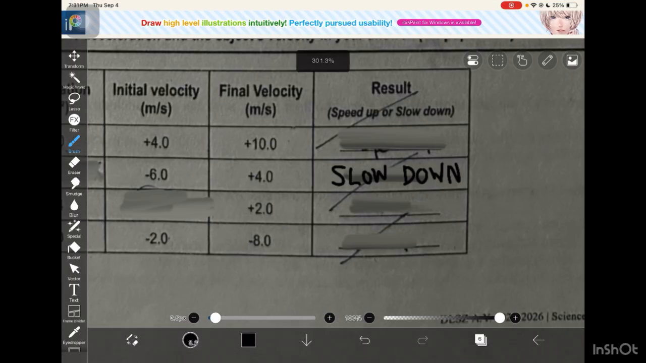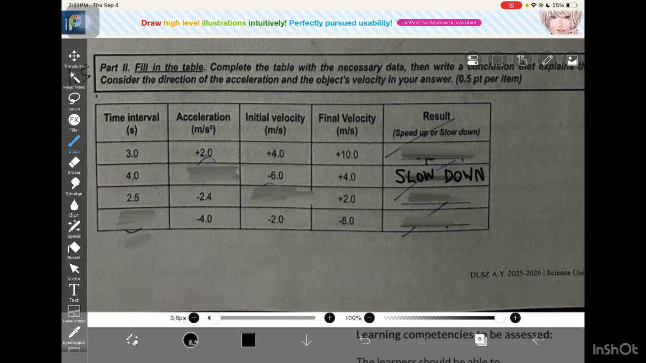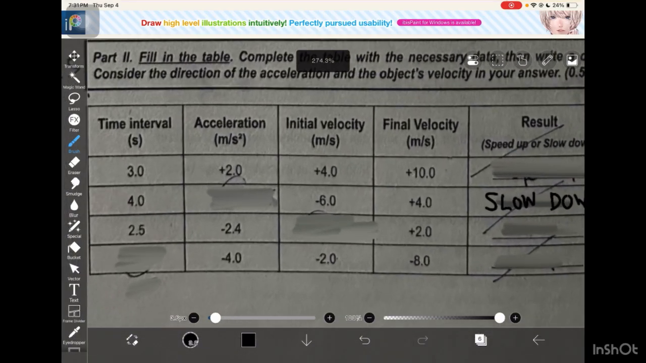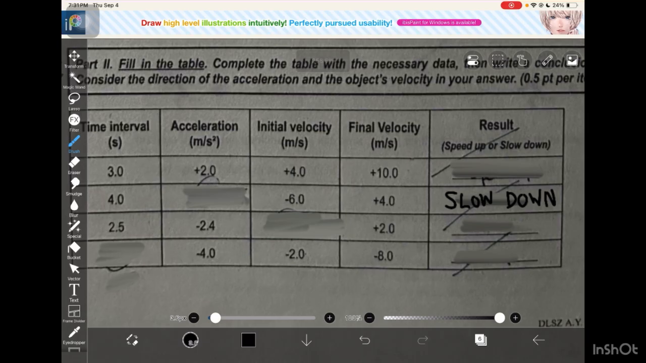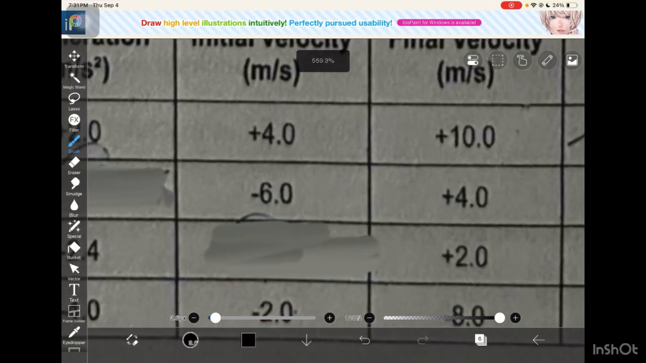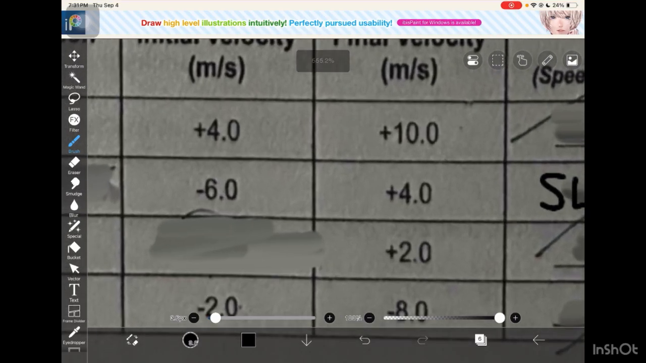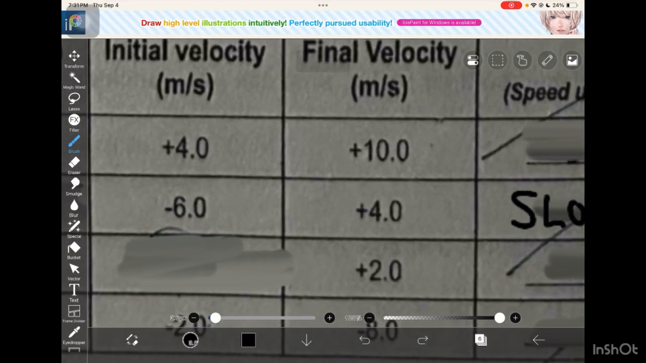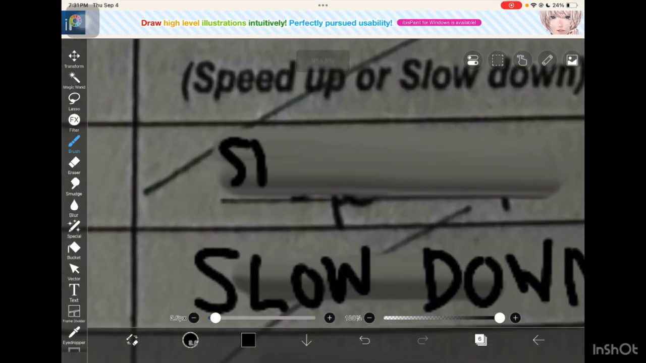So let's see how we solve this table. First and foremost, for this first one, we need to know if it's speeding up or slowing down. Basically, you can just ignore the plus or minus here and compare the two numbers. Is this number bigger than this number? If yes, then it's speeding up. So 10 is bigger than 4, therefore it's speeding up.